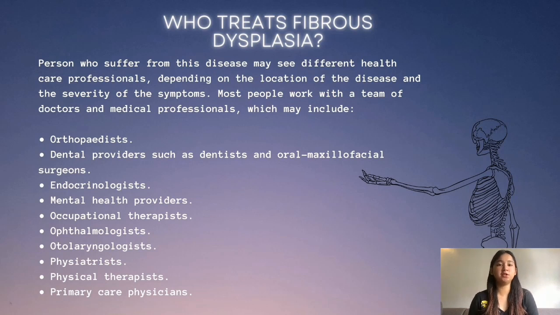Ophthalmologists specialize in treating disorders and diseases of the eye. Otolaryngologists treat ear, nose, and throat disorders. Physiatrists specialize in physical and rehabilitation medicine. Physical therapists teach ways to build muscle strength, recover from broken bones, and prevent broken bones. And last are the primary care physicians, who diagnose and treat adults and children. When possible, try to work with healthcare professionals familiar with treating fibrous dysplasia.